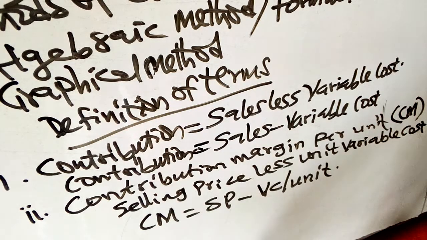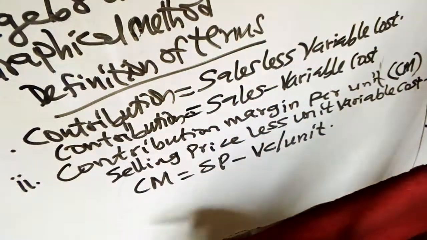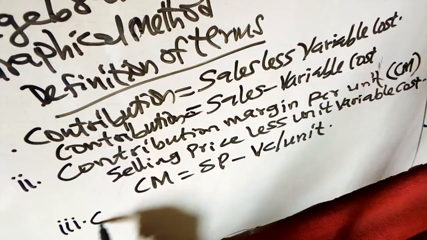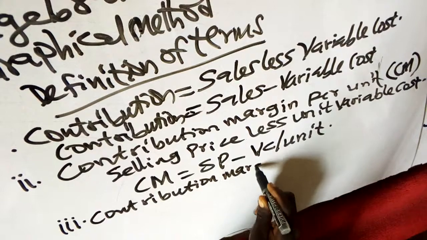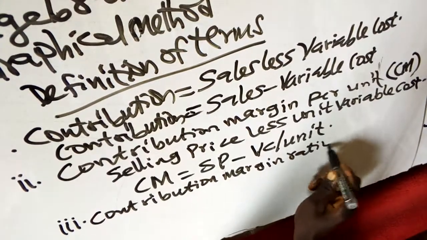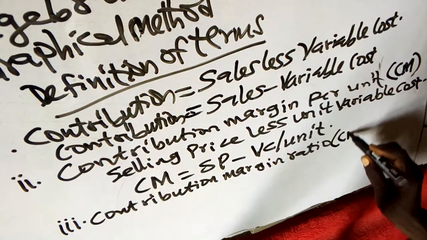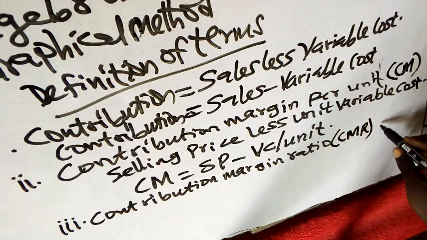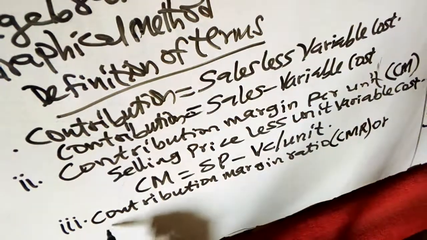Break-even level: I've told you that the break-even level is the level at which there is neither profit nor loss. The third term I'm going to look at is number three, contribution margin ratio, which will be abbreviated as CMR. If you don't want to call it contribution margin ratio, you can call it profit volume ratio.